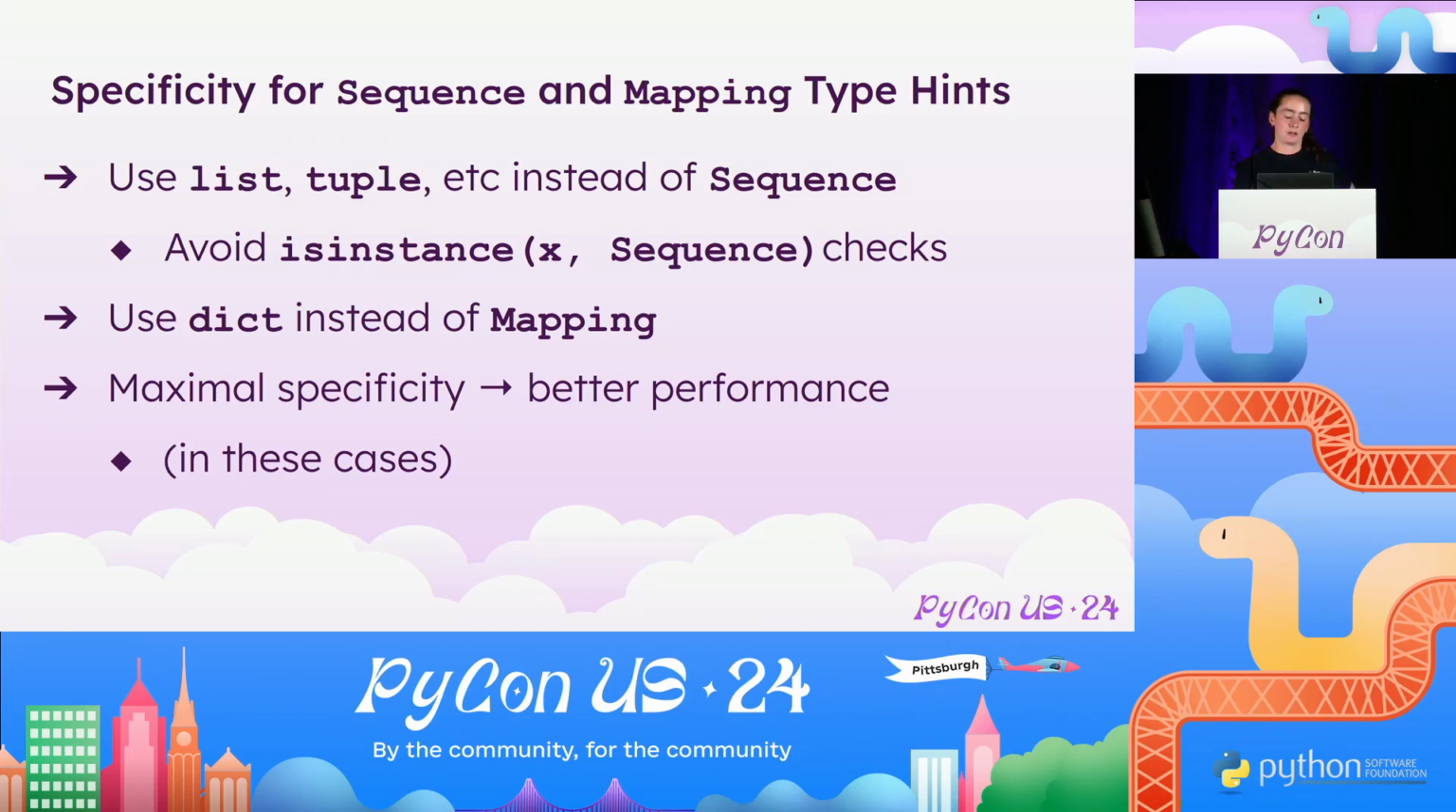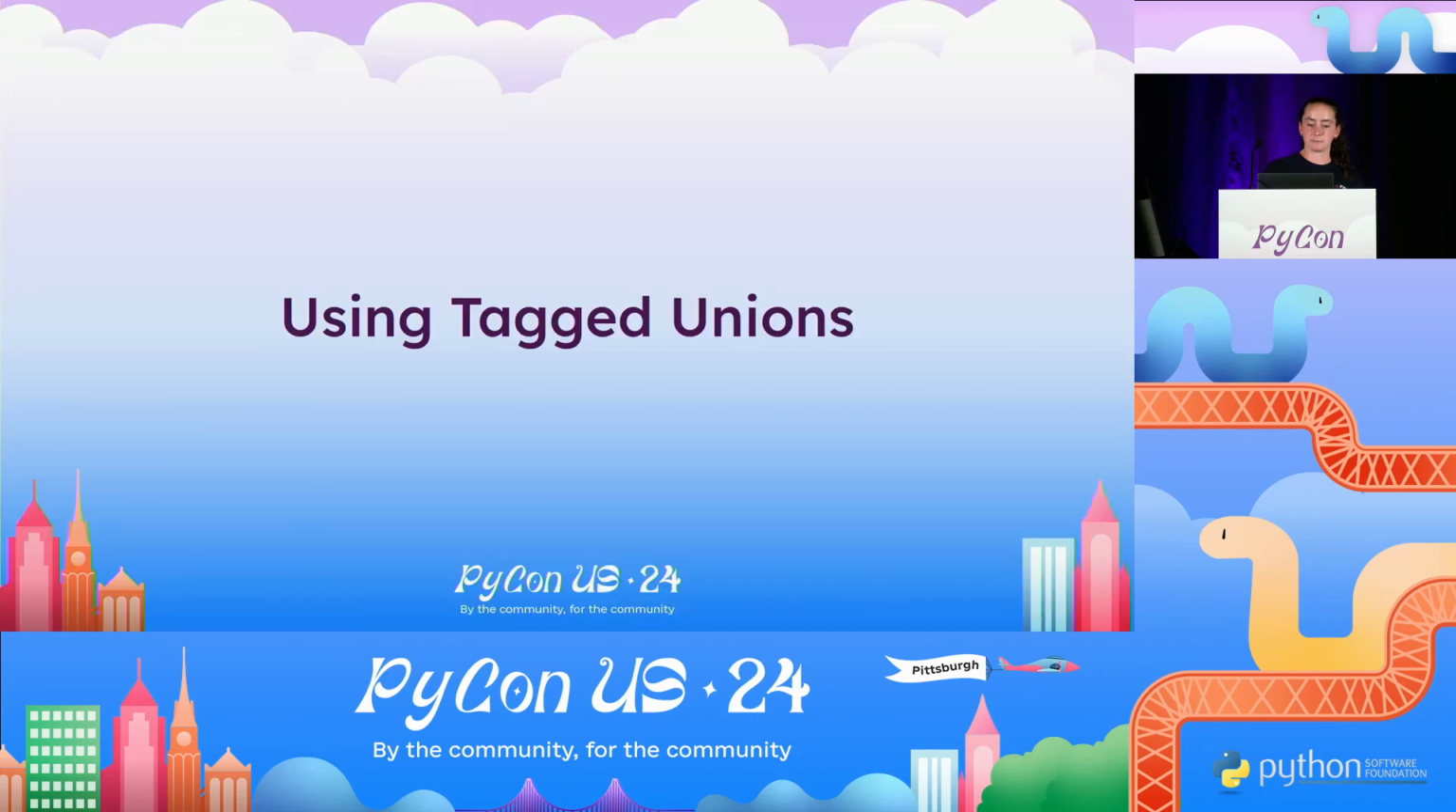Very similar advice applies to the mapping and dict case. So that's a collection of tips that you can use, even just one or two line fixes. They're going to speed things up for you.